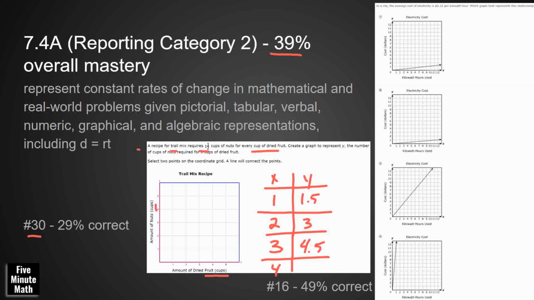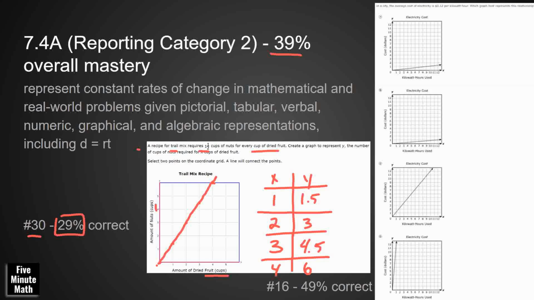And we can also say it goes through the origin, right? So if you have no cups of nuts, you have no dried fruit. So we can start at 0, 0. And then let's just put some, we get an x value of 1, a y value, cups of nuts, at 1.5, 2 and 3, 3 and 4.5, 4 and 6. And then we're off the graph. So any of these 2 points would work. If the student selected any of these 2 points, it would create this line and they would get 1 point. As you can see, only 29% of students did that.